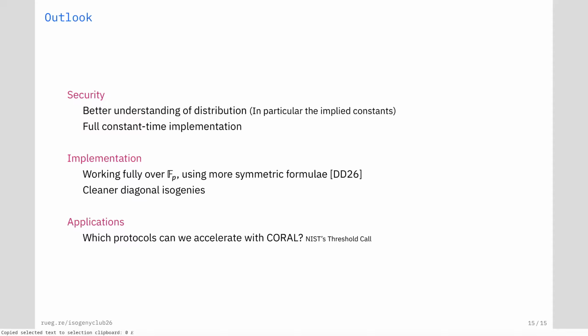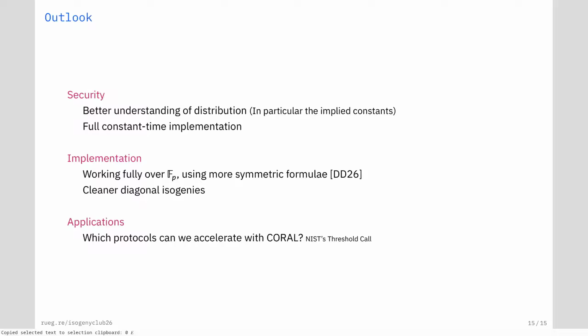I mentioned very briefly that if you sample the basis in this nice way, you can do most of the computation over FP. As in PEGASIS, our gluing and splitting is over FP2. It's just the generic isogenies that are over FP. The diagonal isogenies are a bit of a mess as well because we have to switch to the Weierstrass model. These things can be cleaned up. So that would be nice. That would give a couple of percentage points of improved performance. And finally, there's an interesting question: what other protocols can you accelerate with Coral?